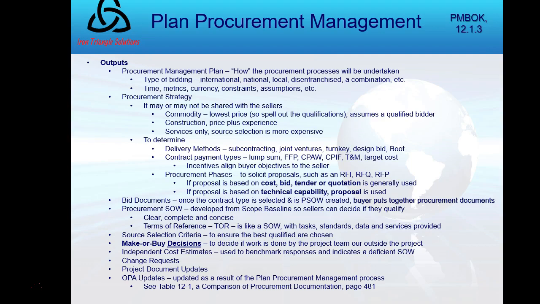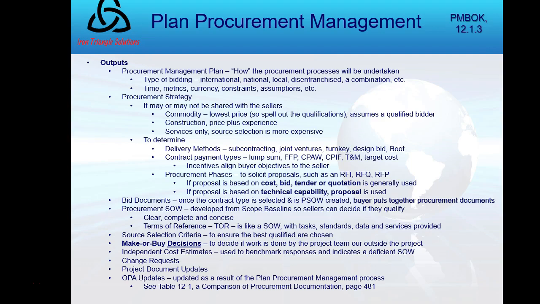And as the output, I'm going to make sure I catalog what is the company's procurement strategy for my product. Is it going to be commodity-driven, construction-driven, which would be price plus maybe experience? Is it services only? Professional services can be very expensive. And then how it's going to be delivered to me. Okay?